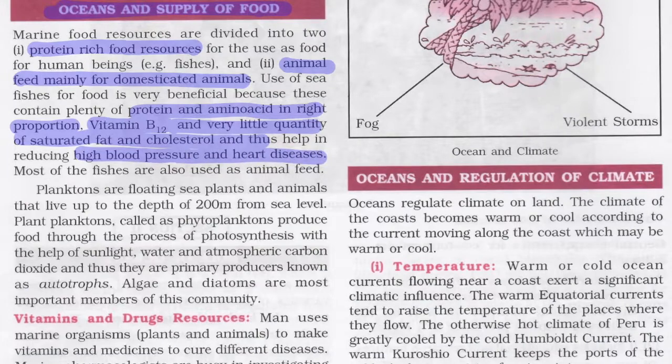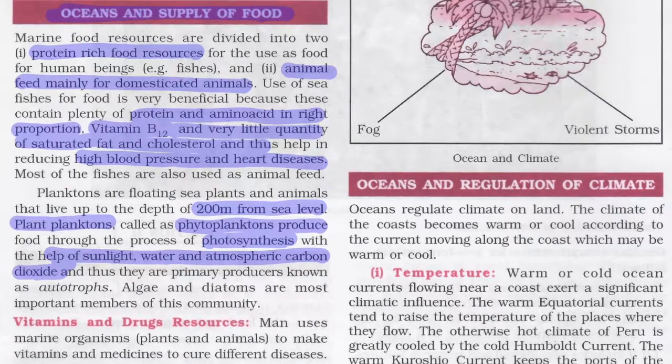Planktons are floating sea plants and animals that live up to a depth of 200 meters from the sea level. Plant planktons are called phytoplanktons. They produce food through the process of photosynthesis with the help of sunlight, water and atmospheric carbon dioxide, and thus they are called primary producers and are known as autotrophs.